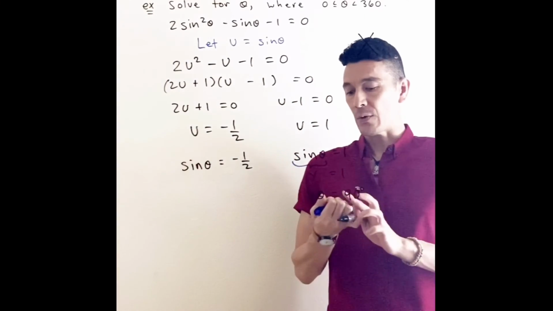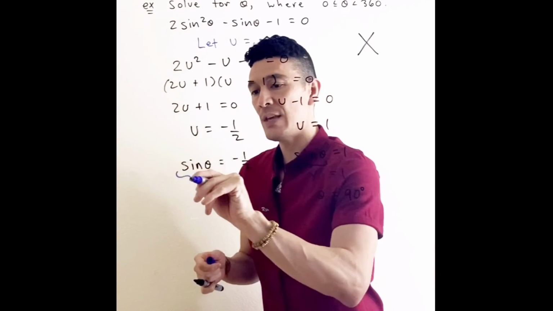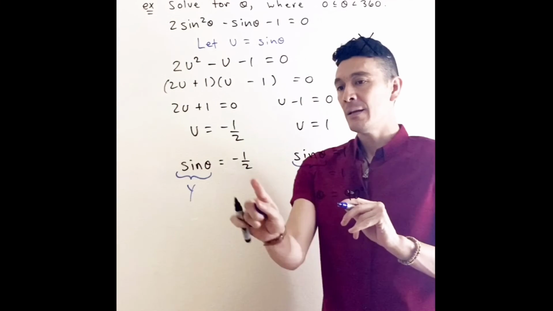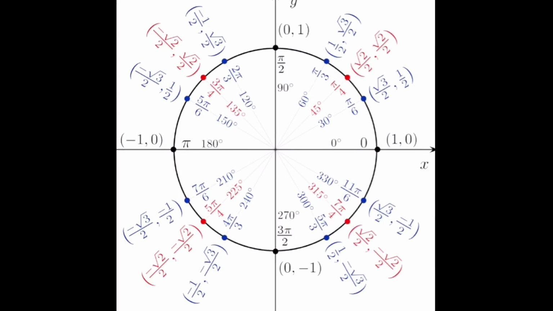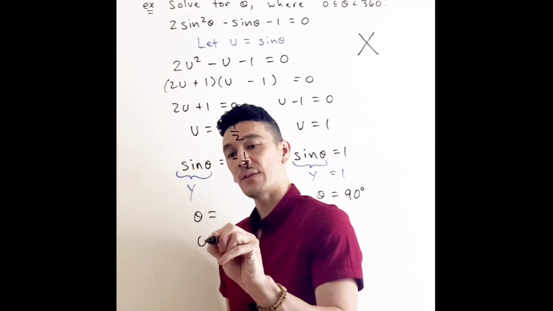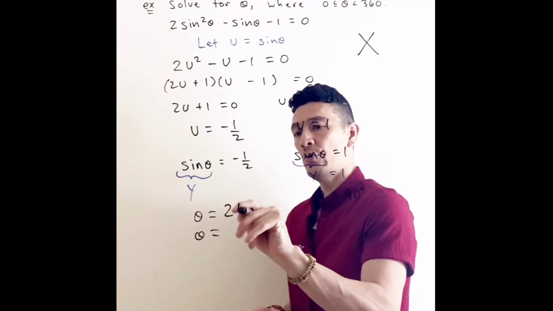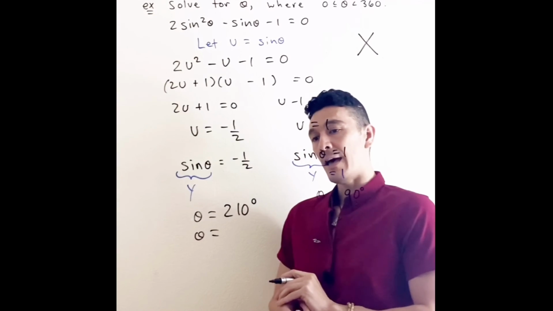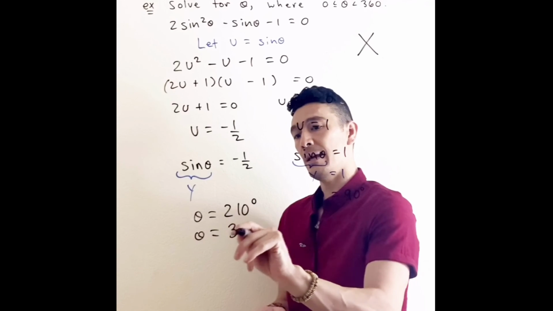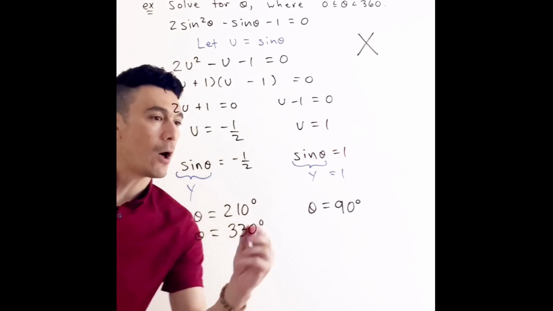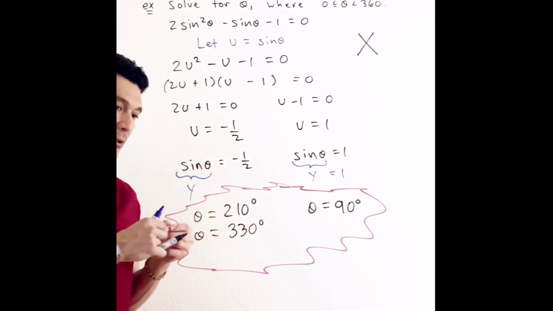Let's play with this one here. Look at your unit circle. Where do you see a y coordinate equaling negative 1/2? Well, I see that here and here. So this equation produces these values of theta. What are they? They were 210 degrees and 330 degrees. So altogether, that's your solution set.